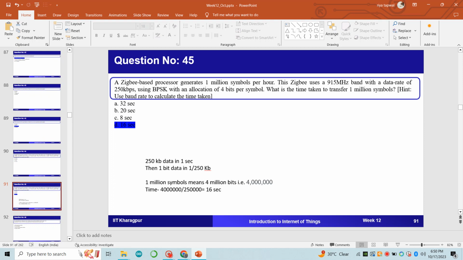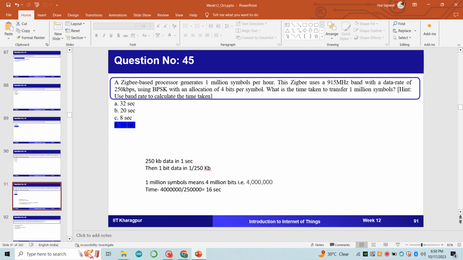So this is the calculation. 250 kb of data in 1 second. So in order to send 1 bit, the time taken is 1 by 250 kb seconds. So in order to send 4 million bits, 4 million divided by 250 kb, it is 16 seconds. This is simple unitary method, nothing else. You just have to know what exactly data rate is. That's it. Clear for everyone? Yes, it's clear. Okay.